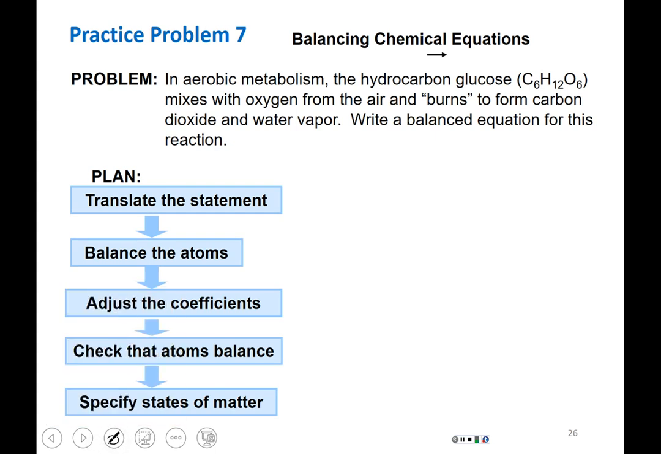So translate the statement. The combustion of glucose, we would write that as C6H12O6 plus O2 goes to CO2 plus H2O. Okay. Now we have to balance the atoms. In something like this, it looks a little bit complicated, but we only have 3 different types of atoms in these molecules, so it really isn't as bad as it seems.